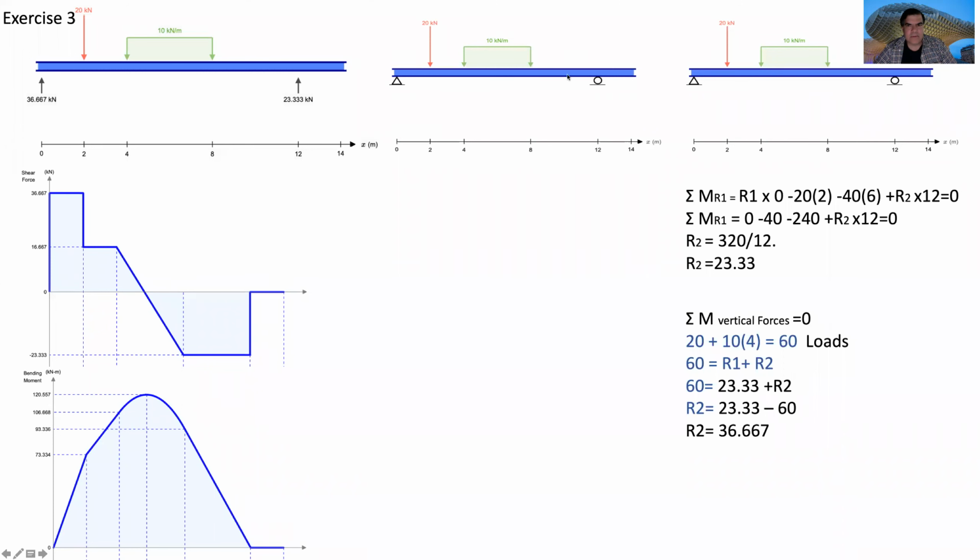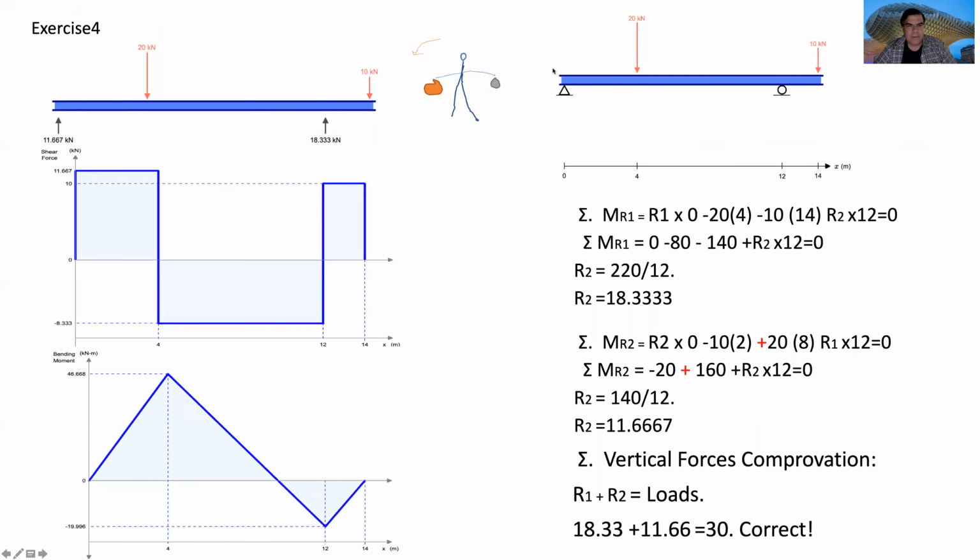Let's go with exercise 4. Exercise 4 is a little bit more complicated. We have only two forces, but look what happens. In the past, we have had things like this. We have the forces always between the places where we are doing the calculation. If we calculate here, all the loads were at the left. If we calculate here, all the loads were at the right. But this case is different.